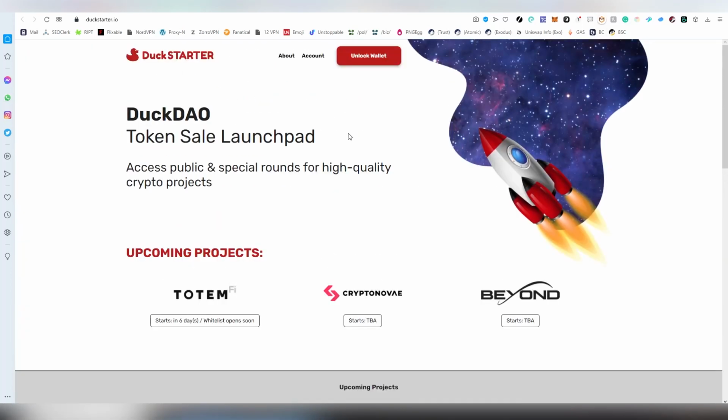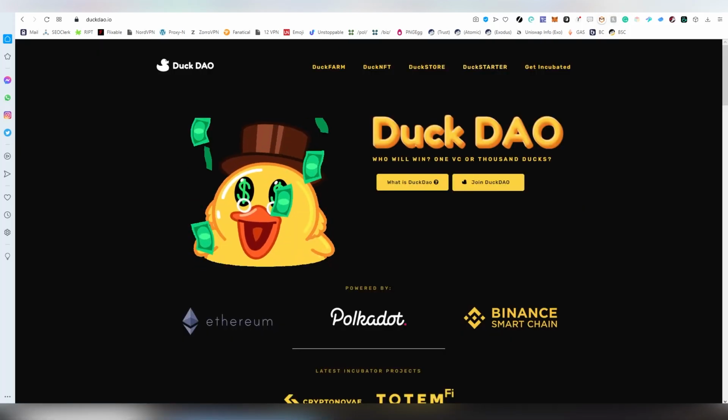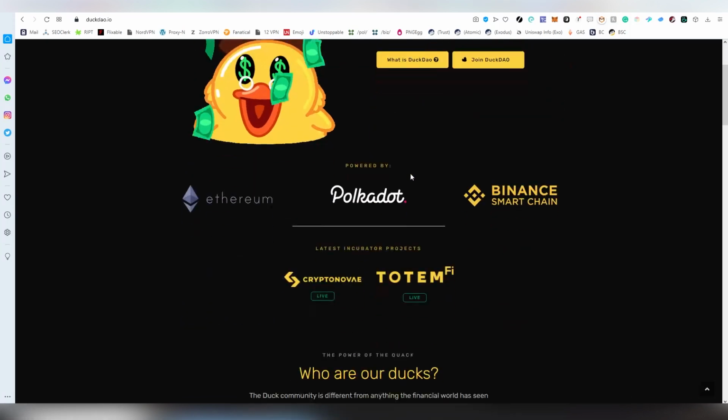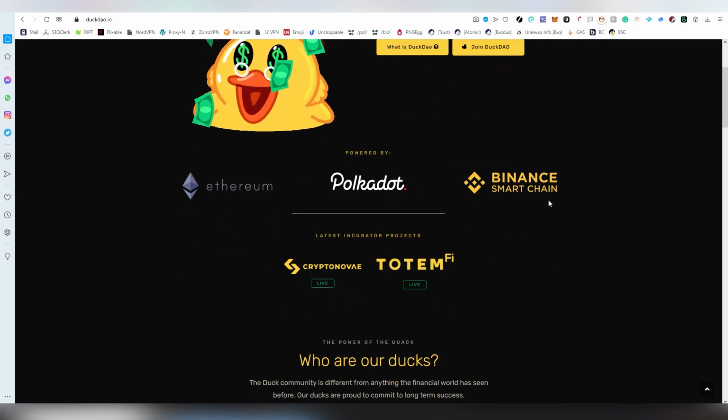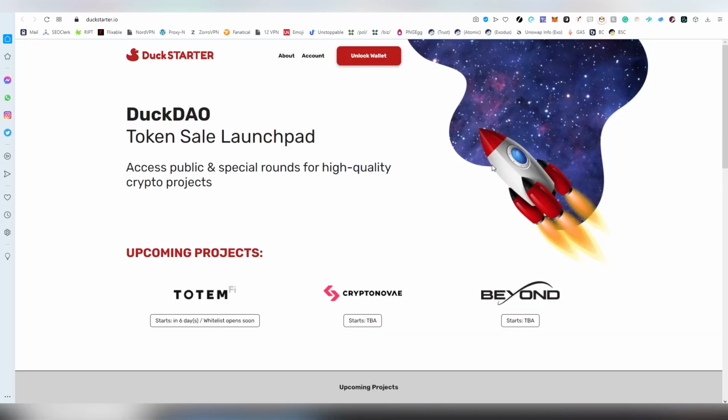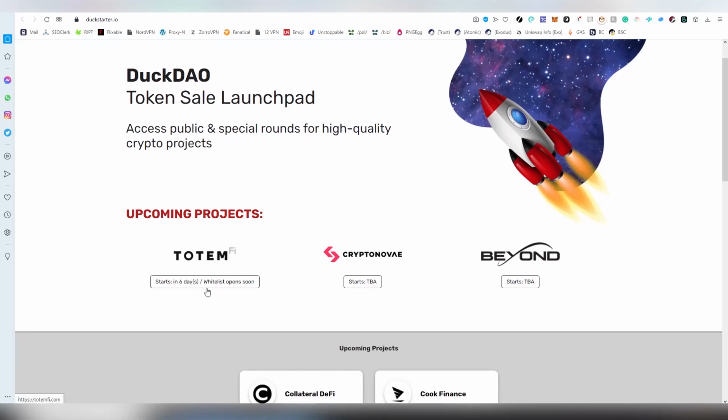Then we have Duck Starter. This is by DuckDAO. I actually skipped this tab here. DuckDAO obviously has NFTs, farms, the Duck Store, powered by Polkadot, Ethereum, and Binance Smart Chain. And they have incubators here. So incubator is the same thing as Launchpad. And these are actually starting in 6 days for Totem FY.